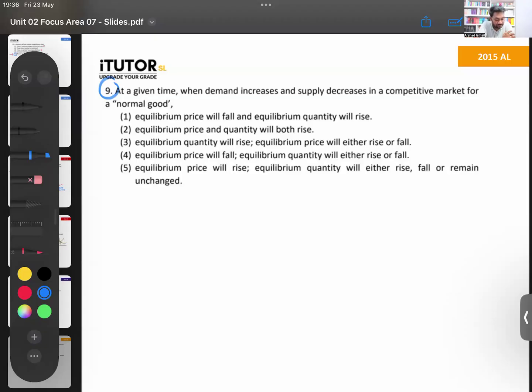Okay, so this one, they're saying at a given time, when demand increases and supply decreases in a competitive market for a normal good, what would happen? Now, the same thing was there before. So now it might be a little bit of a different situation. We'll see. They're saying at a time where demand increases, supply decreases. That's the same thing that we had before, that orange example.